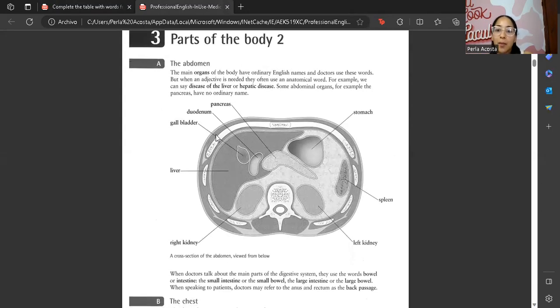Pancreas, stomach, spleen, left kidney, right kidney, liver, gallbladder, and duodenum.